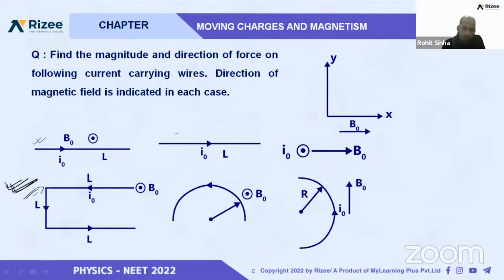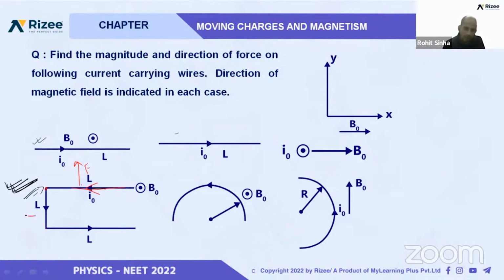Let us see. For this wire, current is flowing in this direction. That means IL cross B. Force will be in the upward direction on this wire. On this wire also, IL cross B. We can say IL cross B.